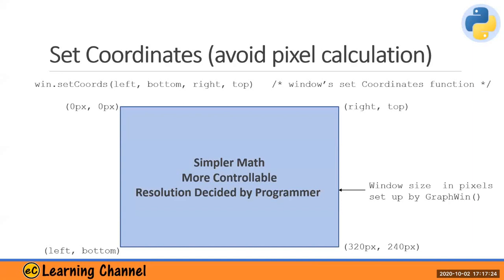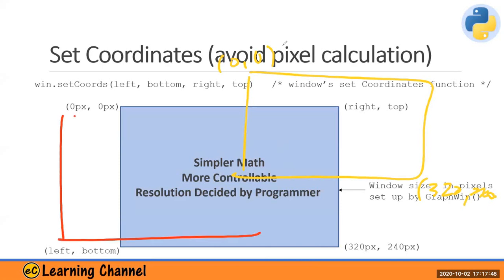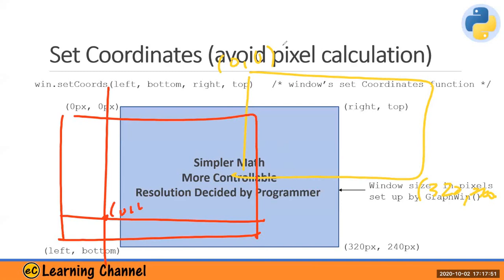Here the calculation of the coordinates is actually very complicated, because my coordinate here is 0, 0 and here is 320 and 240. That's not easy to do. I would rather my coordinate is something like this, where I have a point 0, 0, and I just draw my values based on my coordinate.